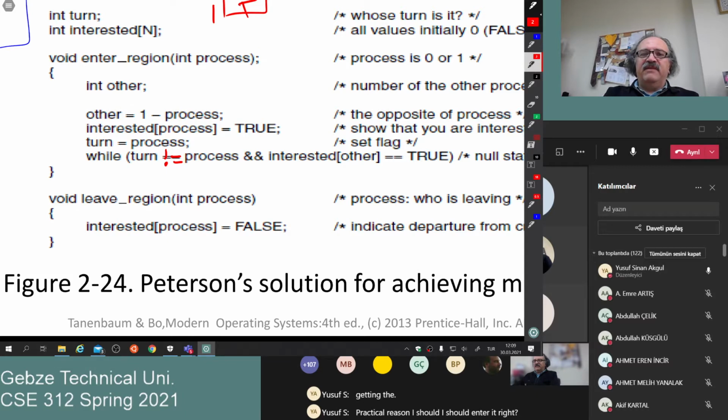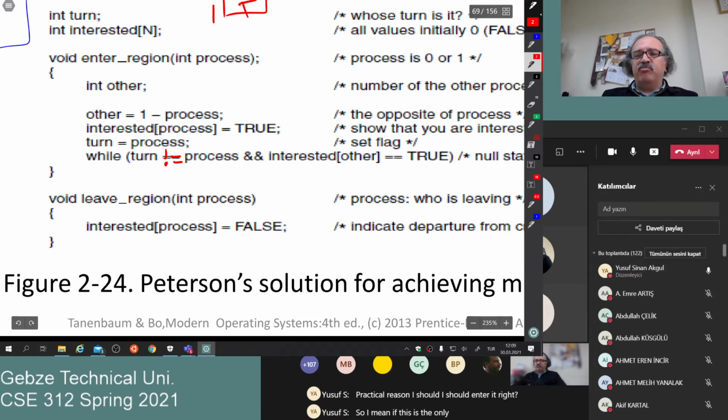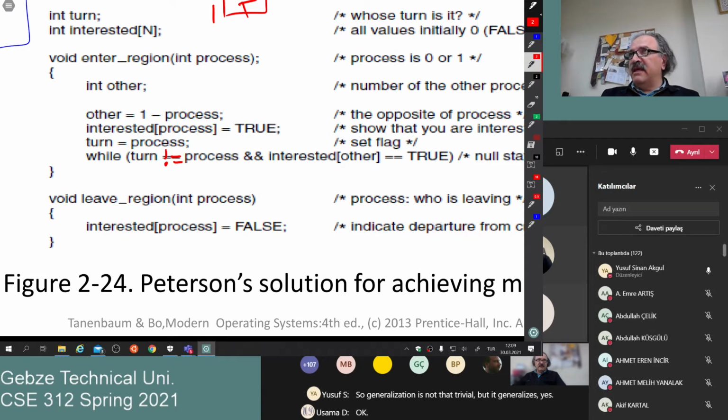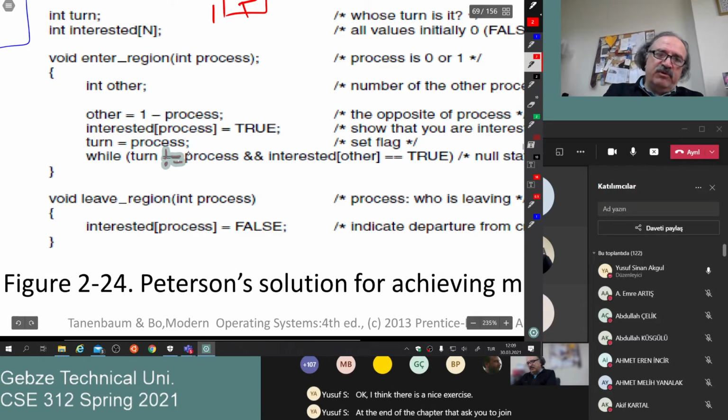So if this is the only condition, then that would be a problem, but it is not. So generalization is not that trivial, but it generalizes, yes. I think there is a nice exercise at the end of the chapter that asks you to generalize this to more than two processes.